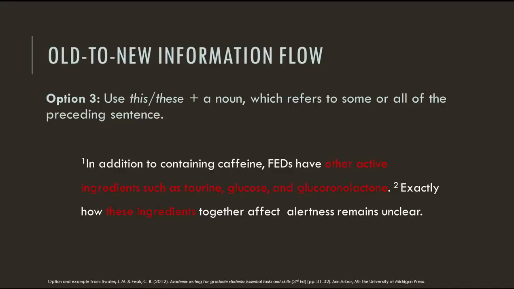The long list of ingredients in the first sentence is referred to as "these ingredients" at the beginning of the next sentence, and then connected to the new idea of uncertainty about how they function together. As you can see, this old to new technique is especially helpful when discussing highly technical information.